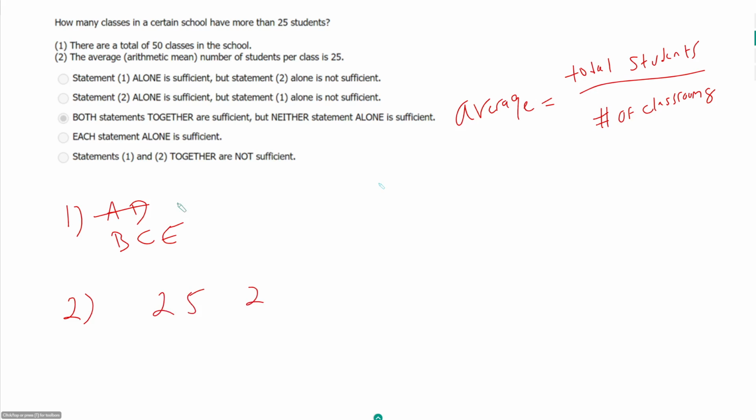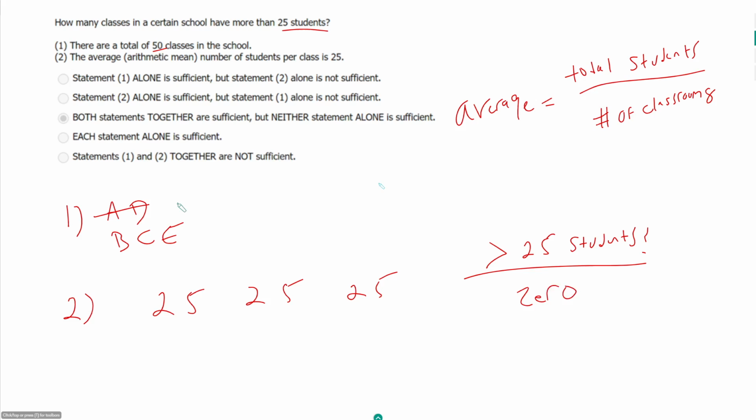So let's say I have 3 classrooms. Remember, I don't know yet that I have 50 classrooms. That was from the first statement. So let's say I have 3 classrooms. And if I say 25 students are in each of the classes, we always have to remember, what is the answer to our question? Our question is asking how many classrooms have more than 25 students. So our answer here would be 0.